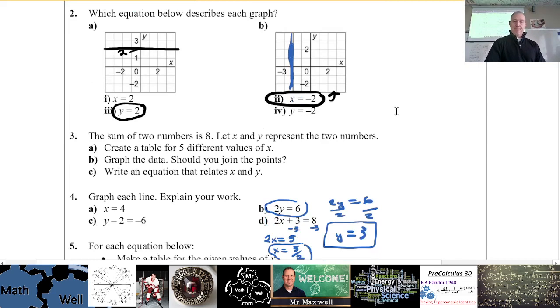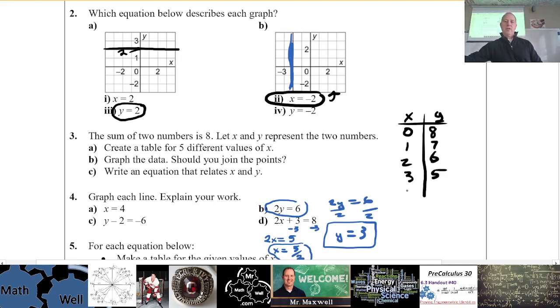So 3, the sum of two numbers is 8. Let x and y represent the two numbers. Create a table for 5 different values of x. The table of values will probably vary from student to student because there was no prescription for what x values to use. But they may have started with a 0. If that's the case and went above that, that's great. I'll put down some values and explain what the table should look like, and then you can judge whether yours is right or wrong.